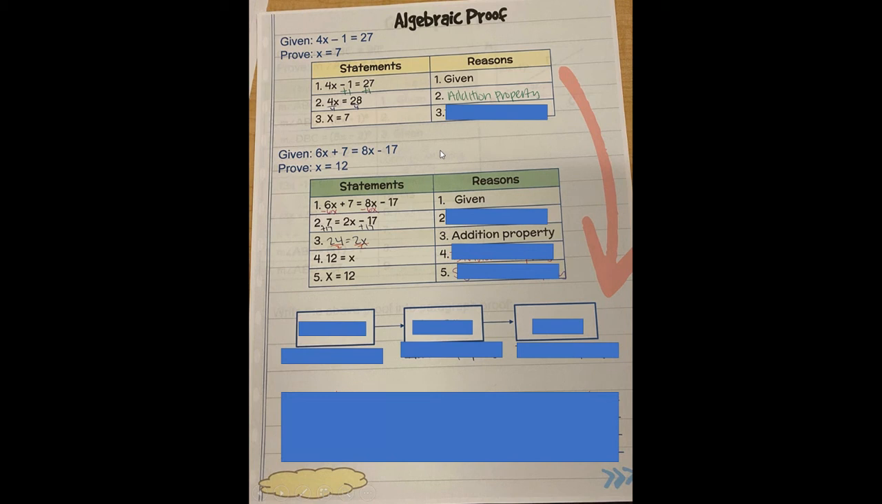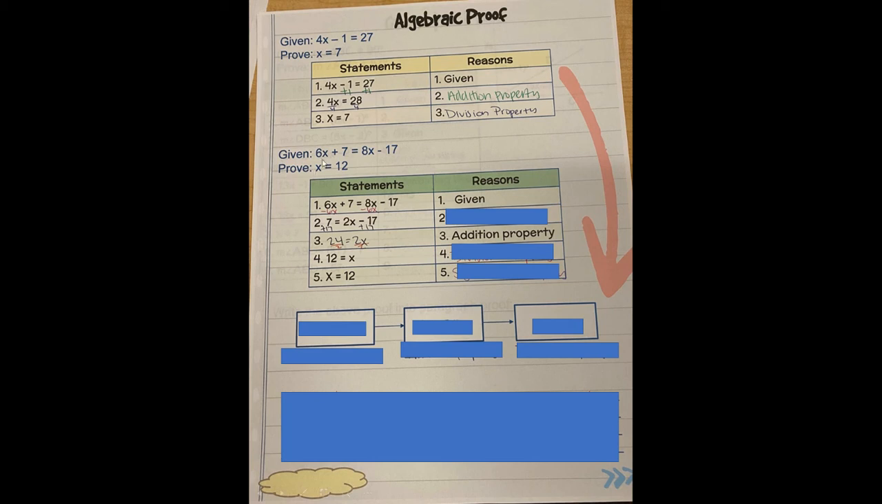Simple enough, right? Continuing on to solve for x, we divide both sides by 4 to get x equals 7. What did we say we did? We divided. That's our division property. When we're doing algebraic proofs, we are just going through the steps to solve for x, or whatever it's asking us to prove, and saying what we're doing on each step.